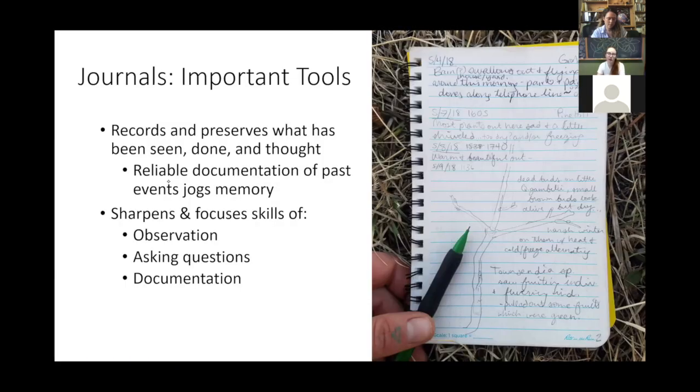So journals are important tools in science and in natural history. You are able to record and preserve whatever has been seen, done, and thought in a journal. And this provides reliable documentation of past events, usually better than anyone's memory, and it jogs your memory. So the example here, I remember this day pretty well as a result of having made this journal entry, and going back and reading it is a fun thing to do, to remember what exactly I did on that day.